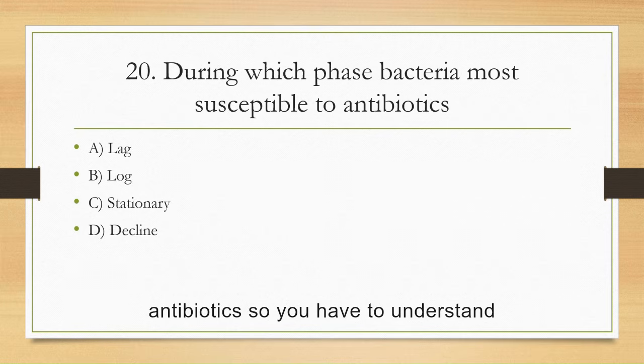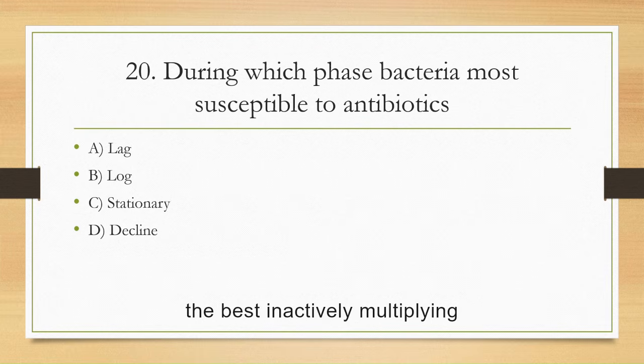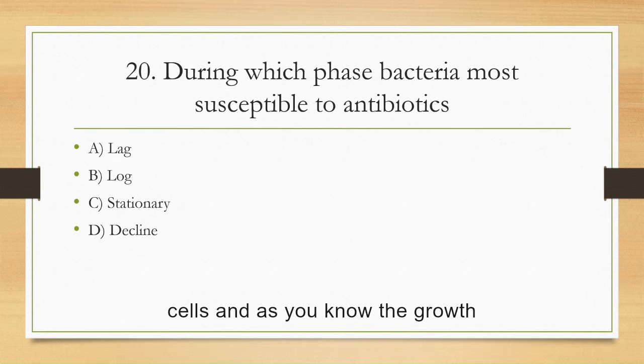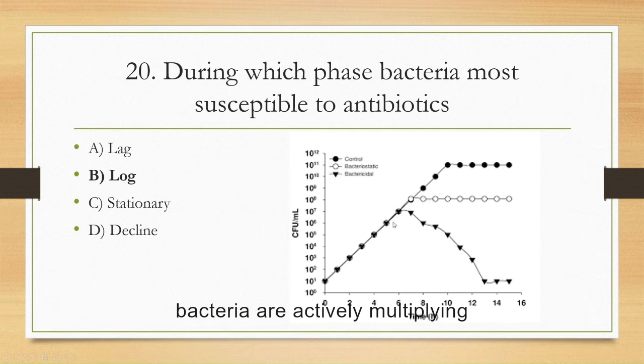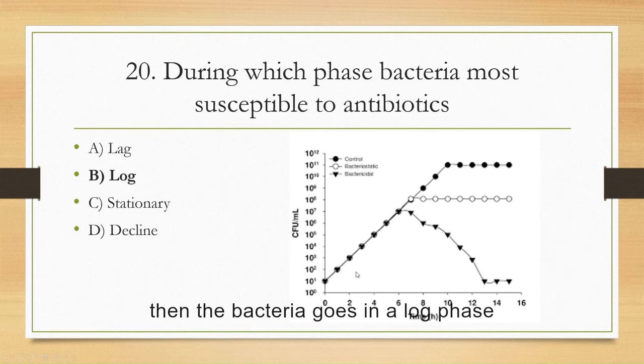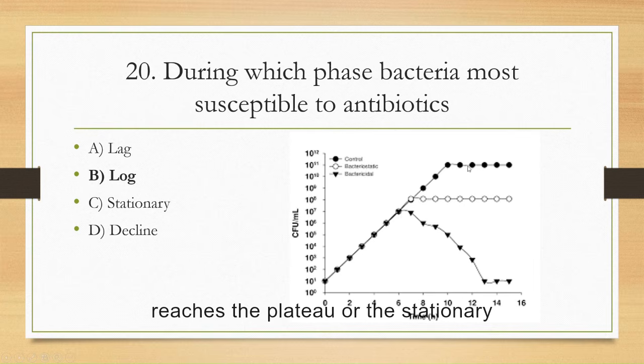Last question is, during which phase are bacteria most susceptible to antibiotics? So you have to understand that antibiotics work the best, especially the bactericidal antibiotics, in actively multiplying cells, and as you know from the growth curve, the log phase is the one where the bacteria are actively multiplying. So you will have an initial lag phase, and then the bacteria go into a log phase where they are logarithmically increasing in count. If there were no antibiotic, it would keep on increasing till it reaches the plateau or the stationary phase.